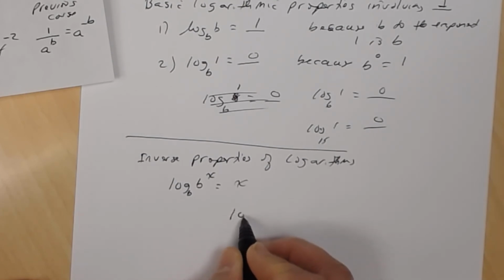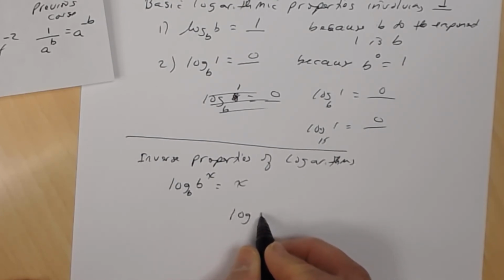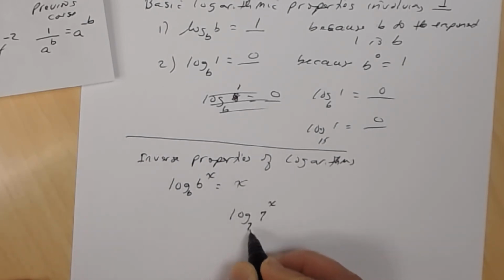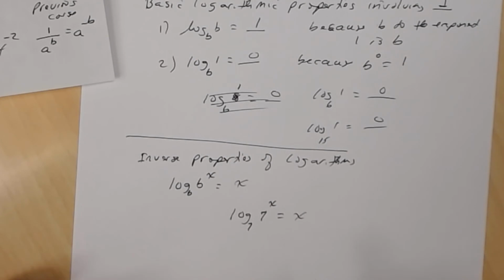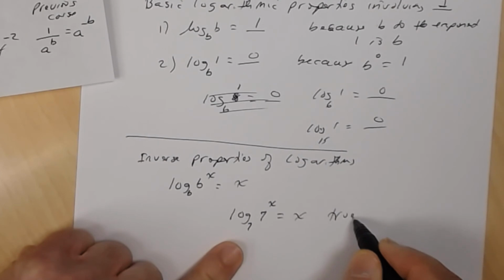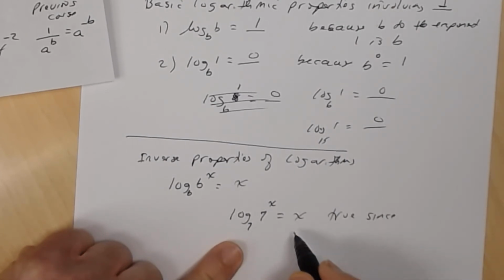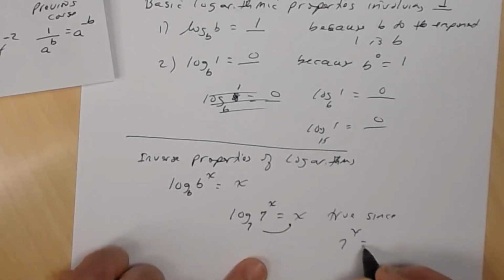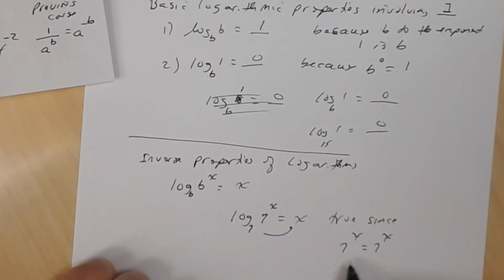So in other words, if I have the log of, let's say, 7 to the x power base 7, what's that equal to? Here's my argument. The base of the argument is the same as the base of the logarithm, so it's just the exponent. Kind of makes sense, right? Because 7 to the x power equals what? 7 to the x. This is true since if I convert that back to exponential, 7 to the x equals 7 to the x. The exponents have to equal. Okay? So that's number 1.